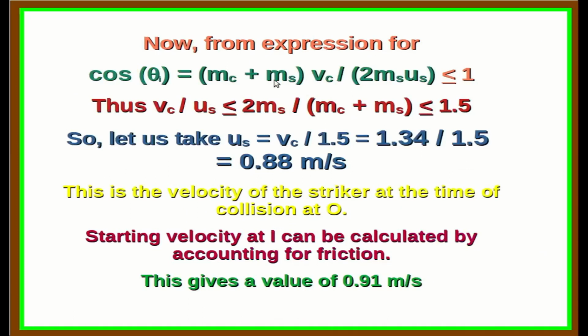Now from the expression for cos theta I, which is given earlier, this should be less than or equal to 1 obviously. Therefore, Vc by Us should be less than or equal to 2 ms by mc plus ms, that means less than or equal to 1.5. So let us take Us equal to Vc by 1.5, equal to 1.34 by 1.5, that is equal to 0.88 meters per second. So this is the velocity of the striker at the time of collision at A. The starting velocity at I can be calculated by accounting for friction. So this gives a value of 0.91 meter per second.